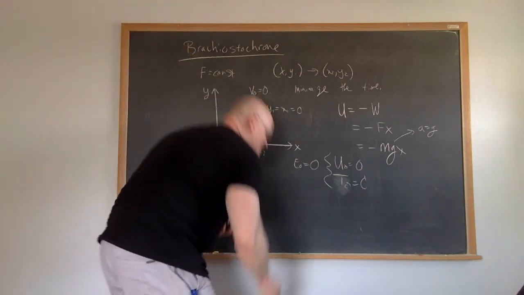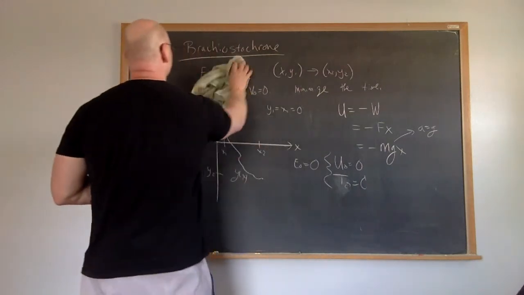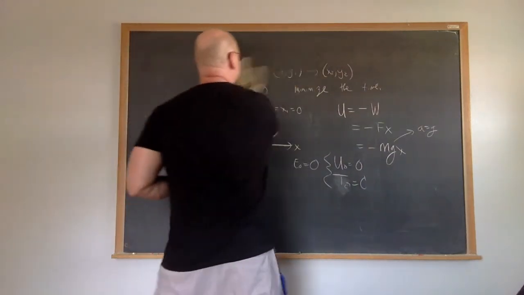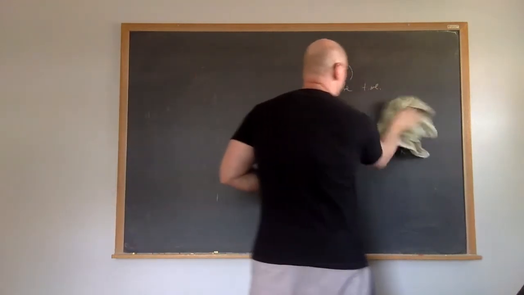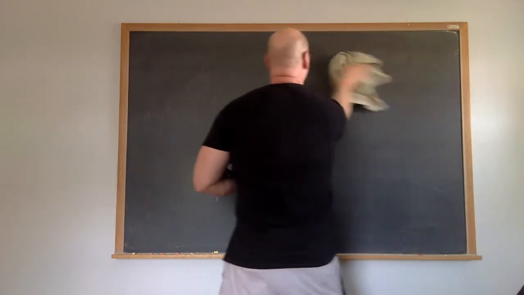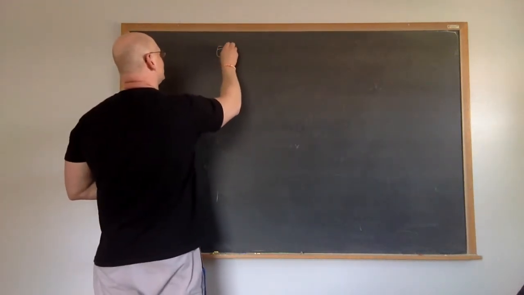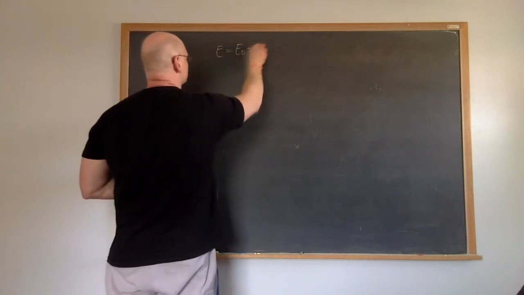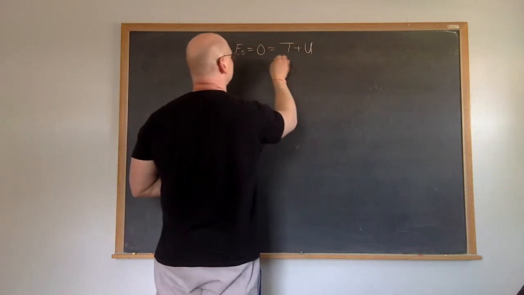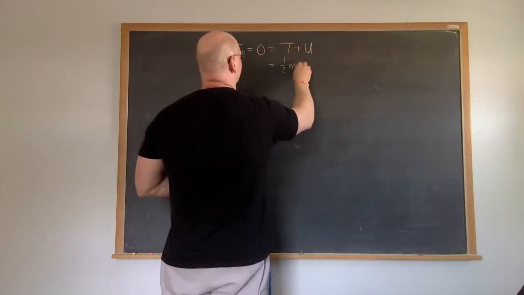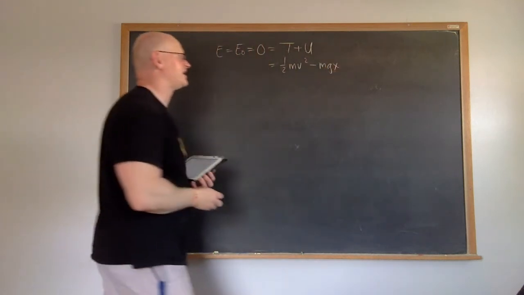Now, at some later time, what we also know is that the total energy at some later time is also equal to 0 because there are no non-conservative forces acting in our system, which means that the total energy must be constant at all times. So what this tells me then is that, again, the energy must be equal to the initial energy, which is equal to 0, is equal to the kinetic energy plus the potential energy, which is then equal to 1/2 mv squared minus mgx at any point.